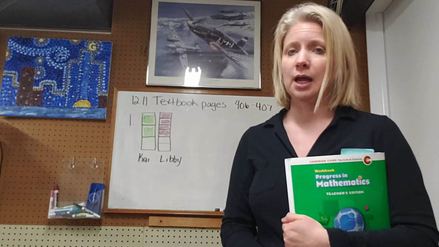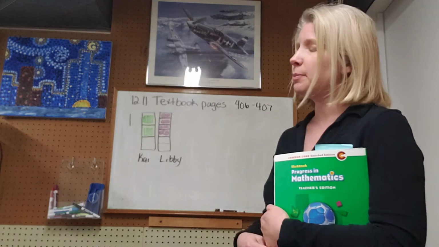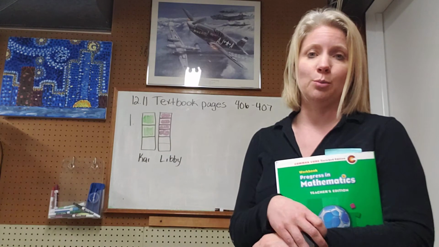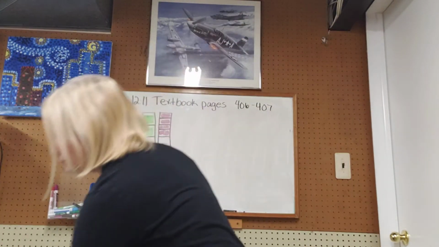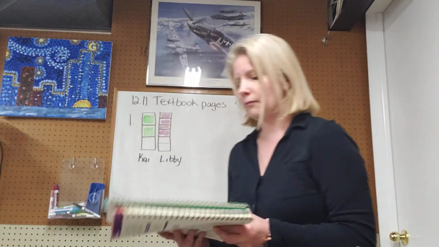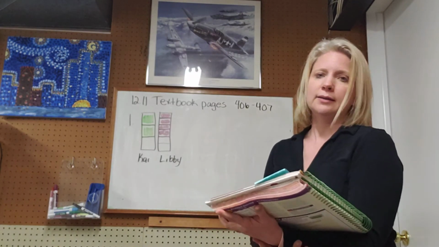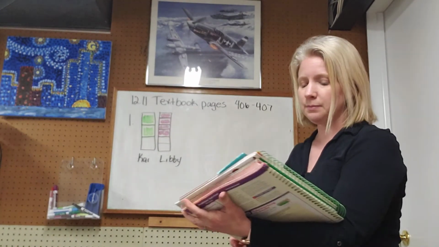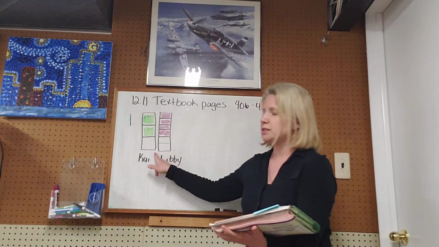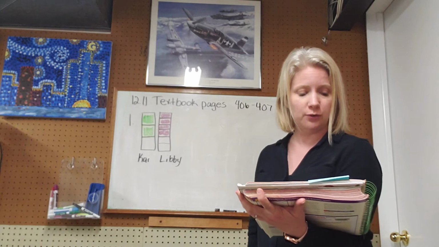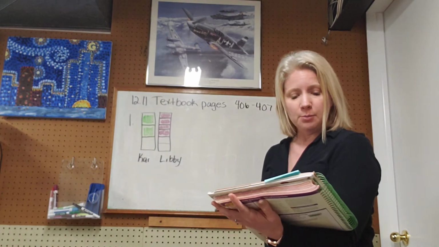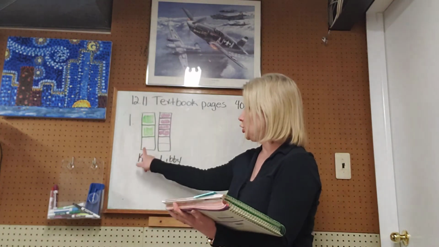Today, let's go ahead and look on workbook or textbook page 406 and 407. So please get that textbook out and a piece of paper. Okay, let's look at number 1 on 407. I went ahead and drew this up here because this is what was drawn in your workbook or your textbook for number 1. And number 1 says, Kai finished 2/3.